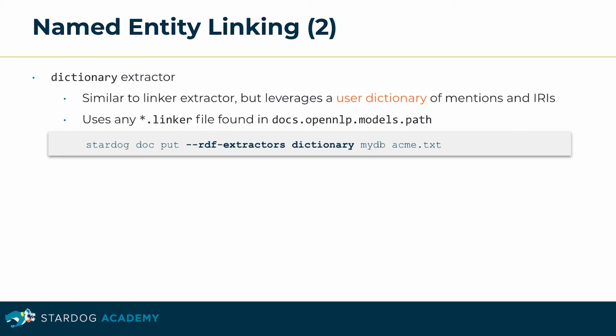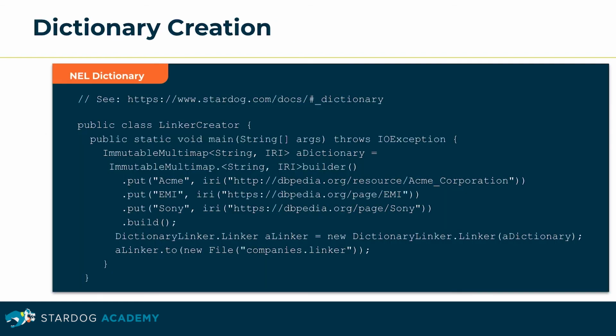Similar to the linker extractor, the dictionary extractor links named entities to predefined resources, but it leverages a user-supplied dictionary instead of similar graph nodes. A dictionary is a proprietary file with the extension linker located in a models directory. It maps each entity mention to at least one IRI, that is, the target resource. This example class generates a dictionary linker that maps company names, that is entity mentions, to the Wikipedia resources. You may adapt it to cover entities of your domain.